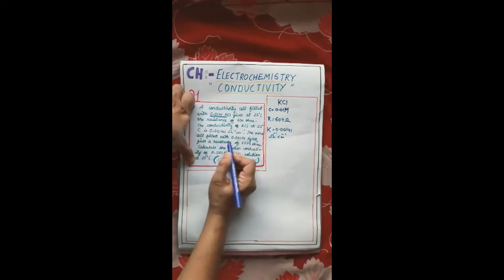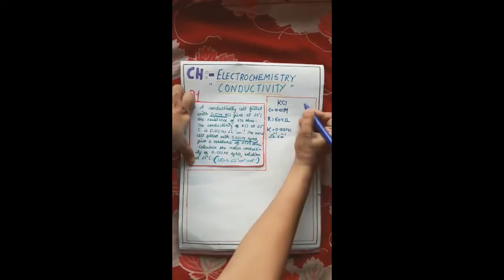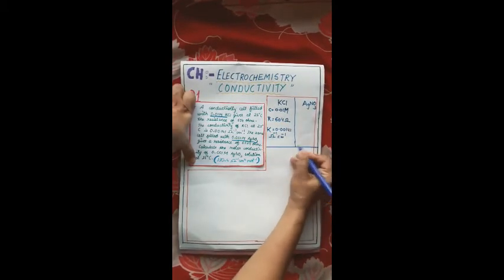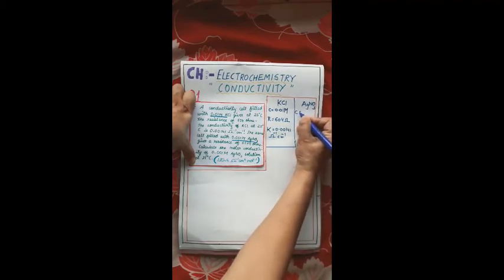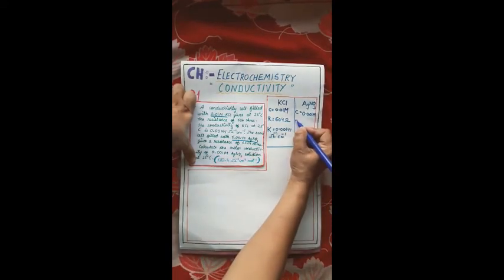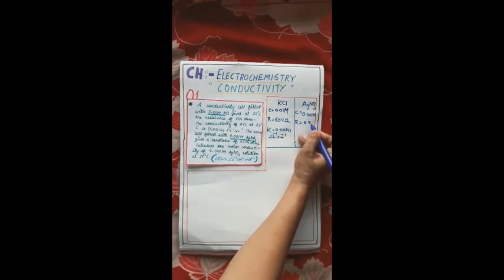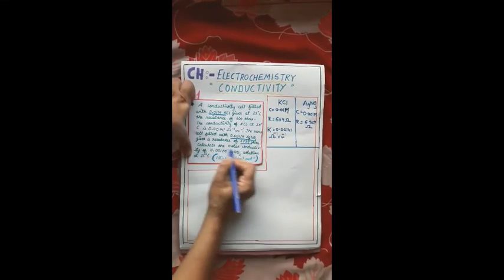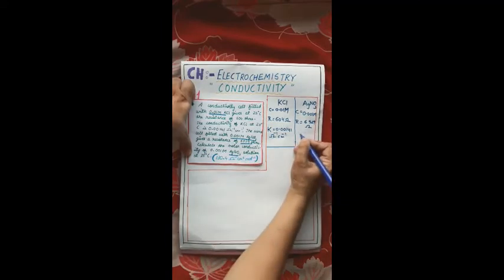The same cell when filled with AgNO3. So we write here AgNO3. Okay. So we are having AgNO3 also, and its concentration is given 0.001 molar. Gives the resistance of R is equal to 6529 ohm. Calculate the molar conductivity of AgNO3. So we have to find out molar conductivity of AgNO3.